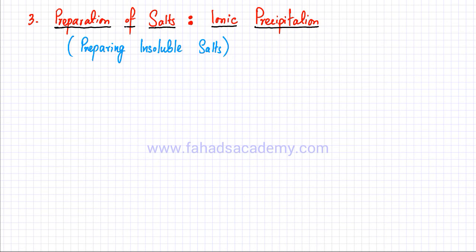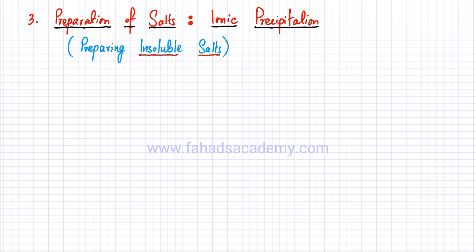In this lecture, we're going to discuss the third method of preparing salts, and this method is called ionic precipitation, or simply precipitation, and it's a method that is frequently used to prepare insoluble salts. So any salts that are insoluble would be prepared using this particular method, which is called ionic precipitation.